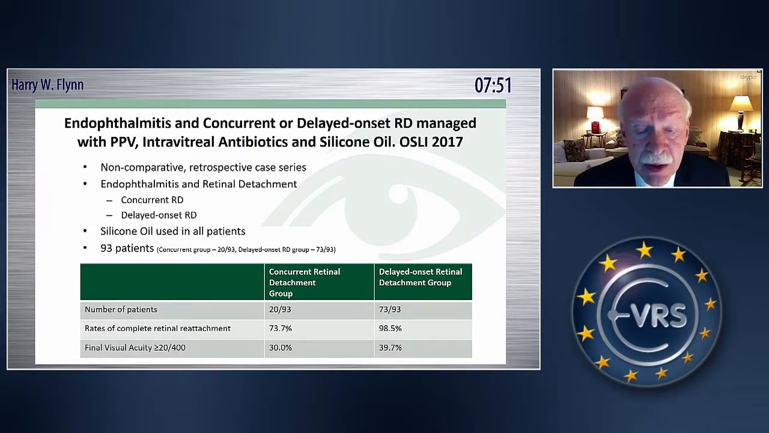This slide summarizes the details of that study. On the left column, you see concurrent retinal detachment in 20 cases, and on the right, delayed onset retinal detachment in these endophthalmitis cases. You can see that the rates of complete retinal reattachment were relatively high. Visual outcomes were disappointing. With the concurrent retinal detachment group, only 30% achieved 20/400 or better, and the delayed group was slightly higher, around 39% achieving 20/400.